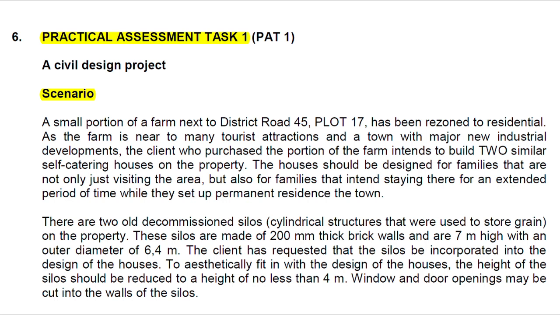In this one, it states a small portion of a farm next to District Road 45, plot 17, has been rezoned to residential. As the farm is near to many tourist attractions and a town with major new industrial developments, the client who purchased the portion of the farm intends to build two similar self-catering houses on the property. Okay, so there's already a good clue. Okay, what needs to be done here?